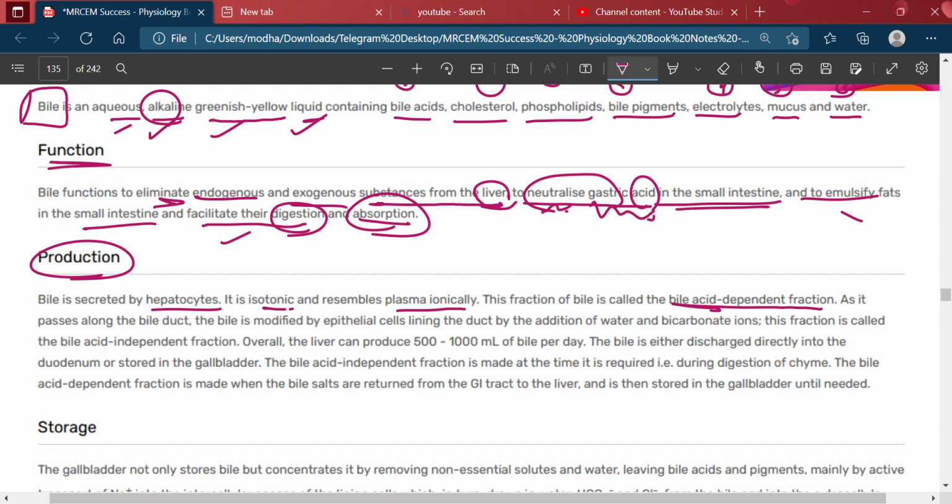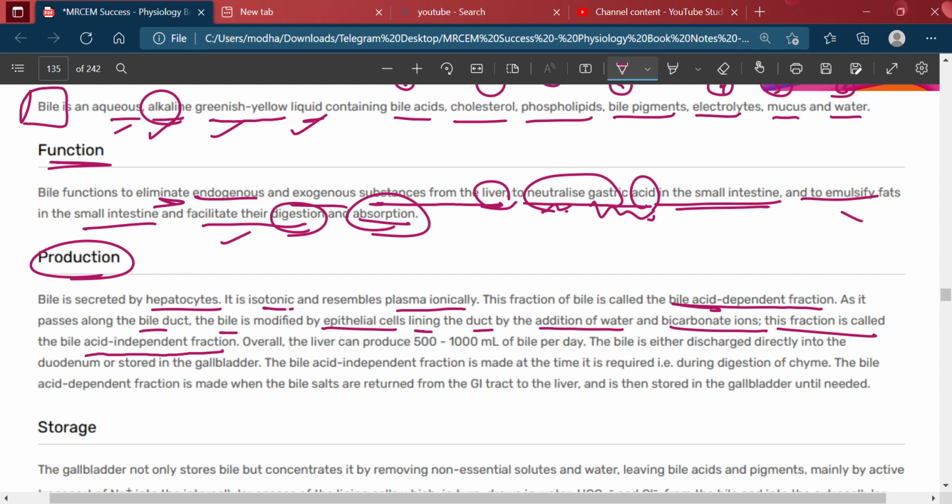As it passes along the bile duct, the bile is modified by the epithelial cells lining the duct by the addition of water and bicarbonate ion. This fraction is called the bile acid independent fraction.